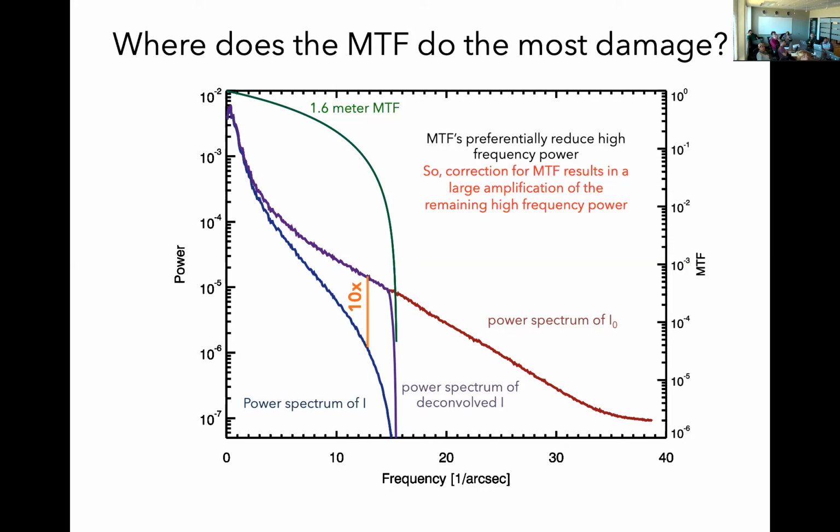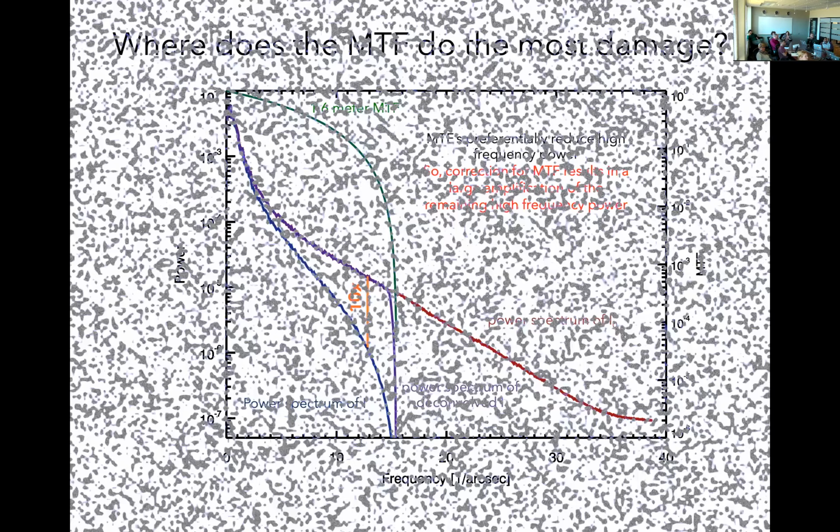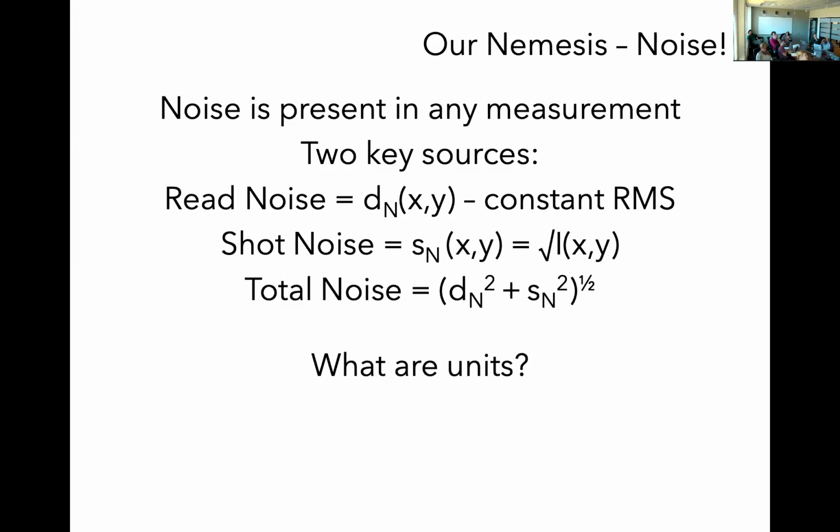So why is that particularly problematic? Well, the big problem that we run into is our old nemesis, noise. We'll see how it affects our Fourier space here. And noise, of course, is present in any measurement. Here we're talking about CCD detectors and images we're obtaining in the real world.